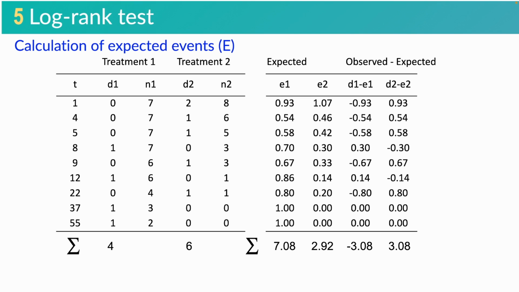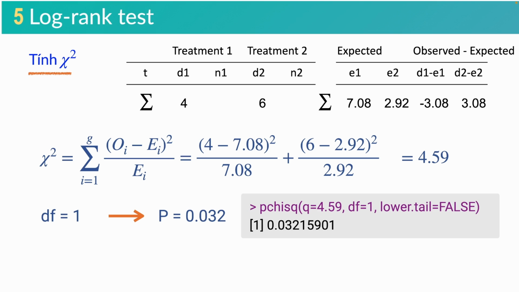When you have all the values, you need to calculate the sum of each column in the table. For the table on the left, you calculate the sum for D1 and D2. Now we can calculate chi-square by replacing the sum of expected event and the sum of observed value into the equation. This equation we have mentioned in the previous section. And this is for treatment 1 and this is for treatment 2. And the chi-square equals 4.59.